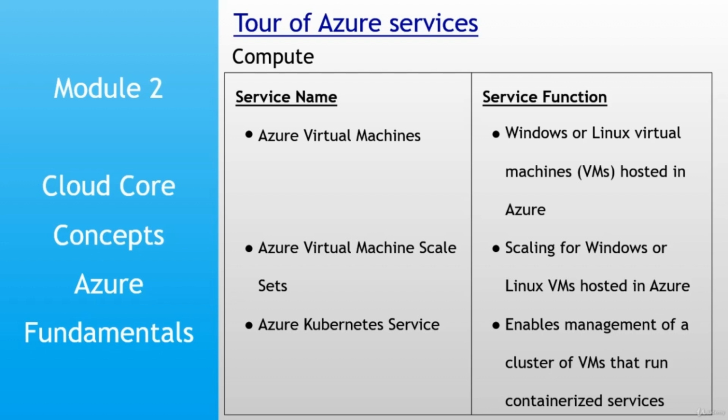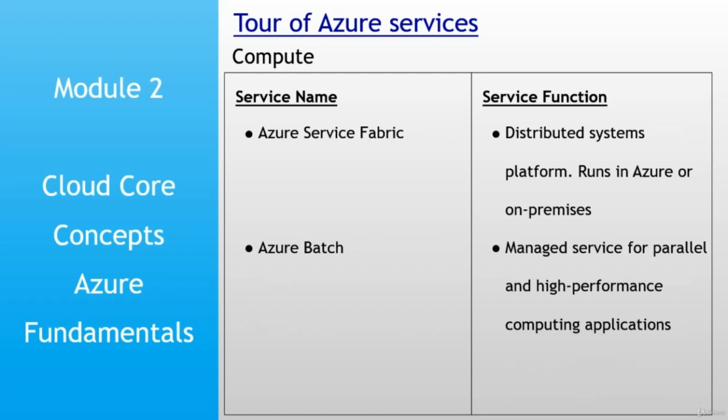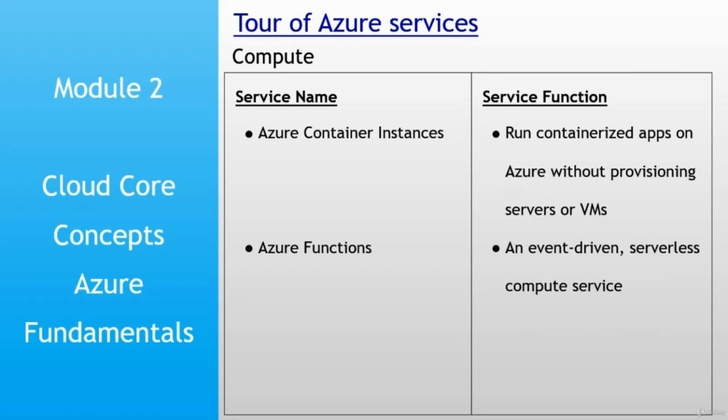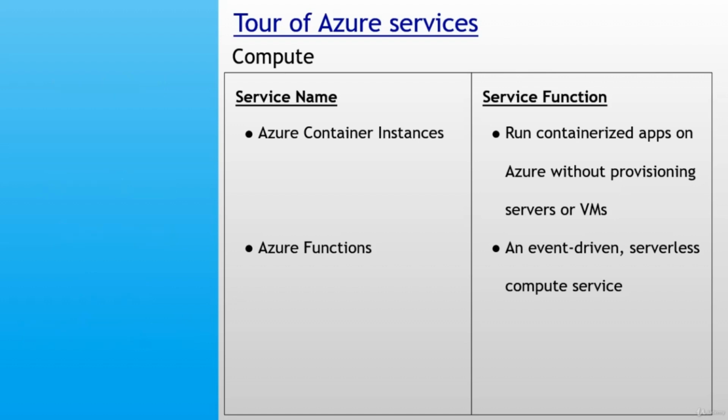Azure Kubernetes Service can be used to enable management of a cluster of virtual machines that run containerized services. Azure Service Fabric is a distributed systems platform and it runs in Azure or on premises. Azure Batch is a managed service for parallel and high performance computing applications. Azure Container Instances run containerized apps on Azure without provisioning servers or virtual machines. Azure Functions is an event driven serverless compute service.